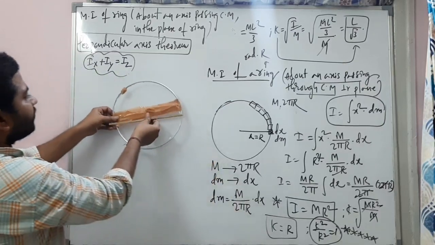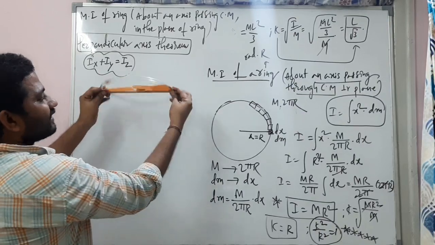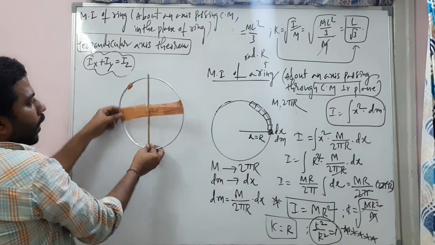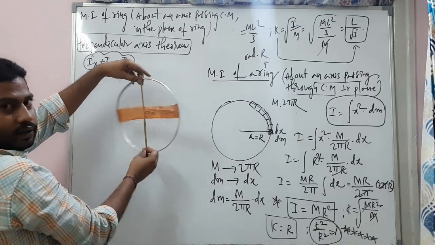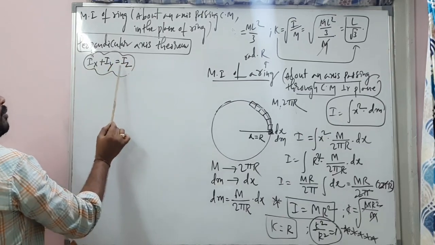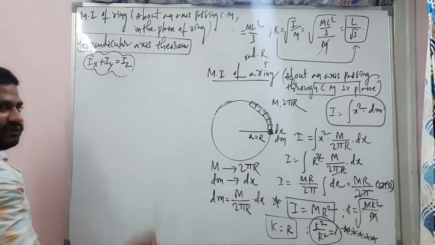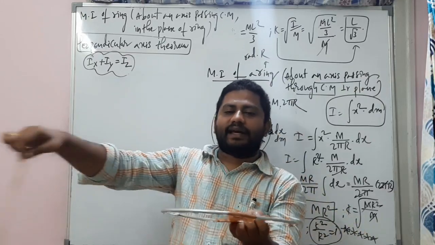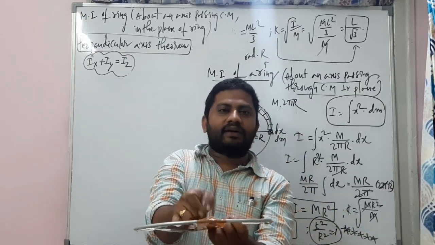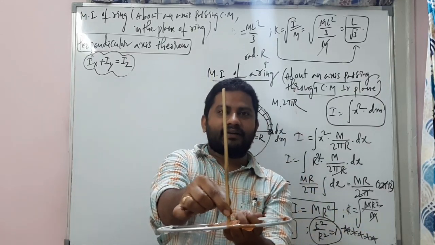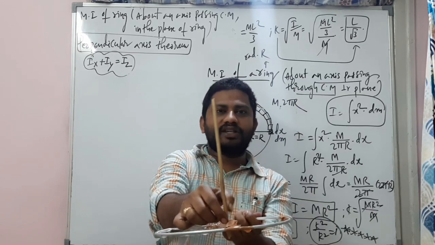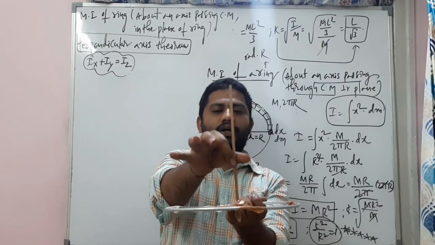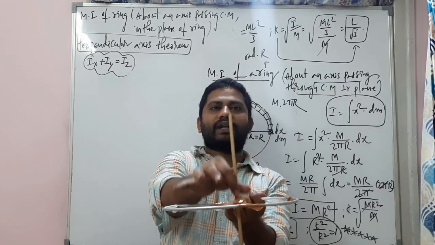So moment of inertia about the x-axis of the ring plus moment of inertia about the y-axis of the ring is equal to moment of inertia about the z-axis of the ring. This is the ring I have. The x-axis is there, the y-axis is there and the z-axis is there. Right? You know what this value is? MR square, you know that. Yes or no?